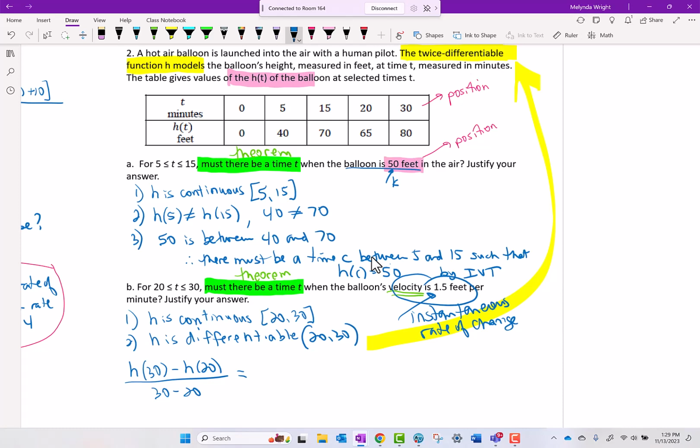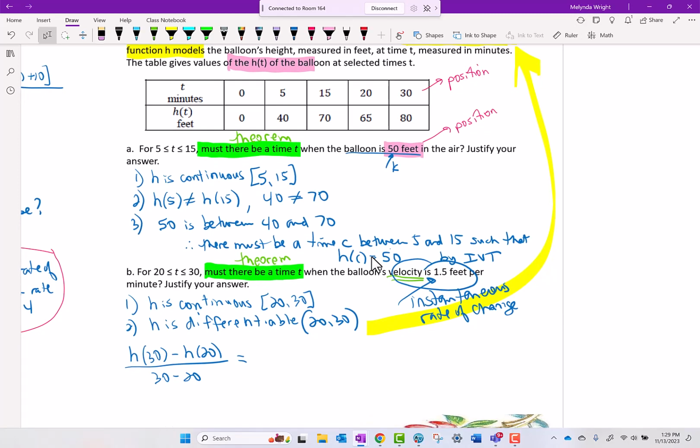So let's take the data out of the chart. So h of 30, let's see, is 80 minus h of 20 is 65 over 30 minus 20 is 10. So what is that? 80 minus 65, what is that, 15? 15 over 10, which, we'll look at there, that's 1.5. So we're building our case. We've got our case built.